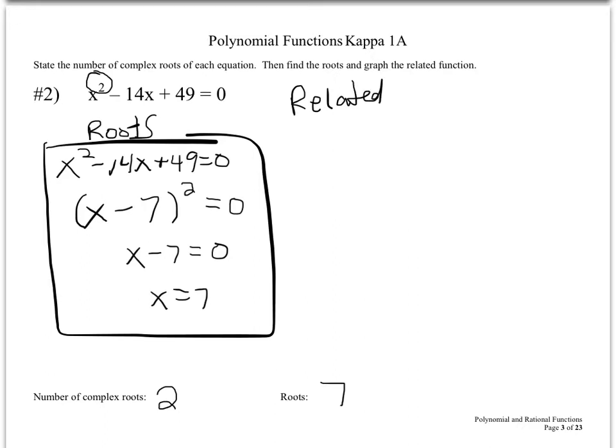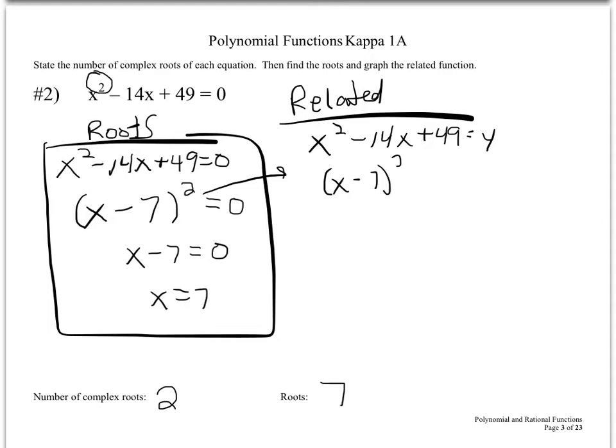The related function is taking the 0 that this is equal to and replacing it with a y. And as we can see from this step here, we could write this as the difference of x and 7 quantity squared. I hope you know what that looks like without using a calculator. It's a parabola whose vertex is moved to the right 7, since this says x minus 7. It opens up because the lead coefficient is positive.